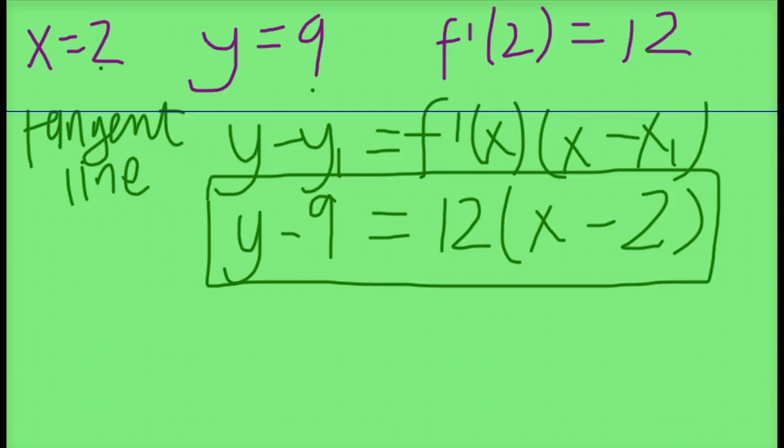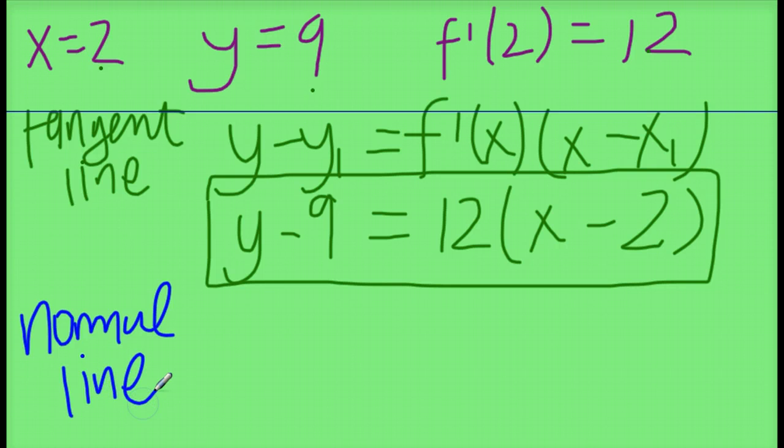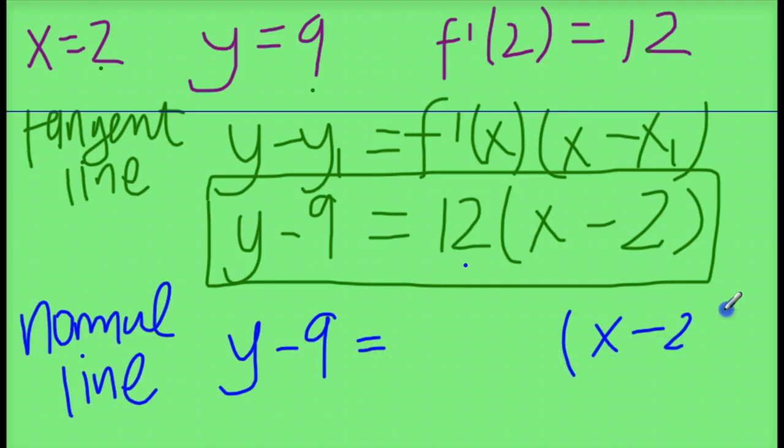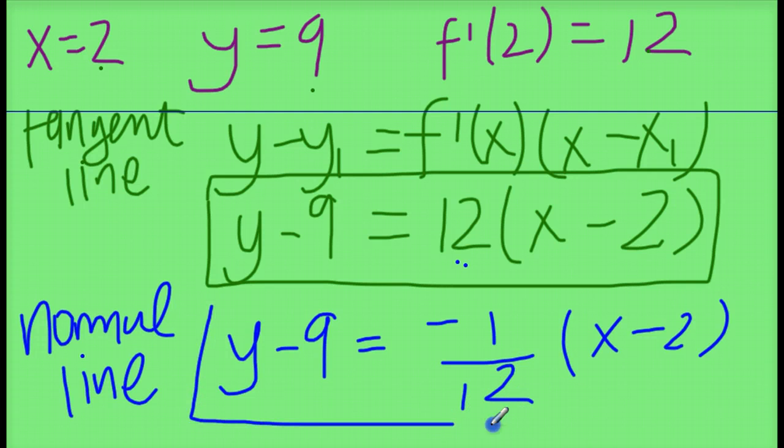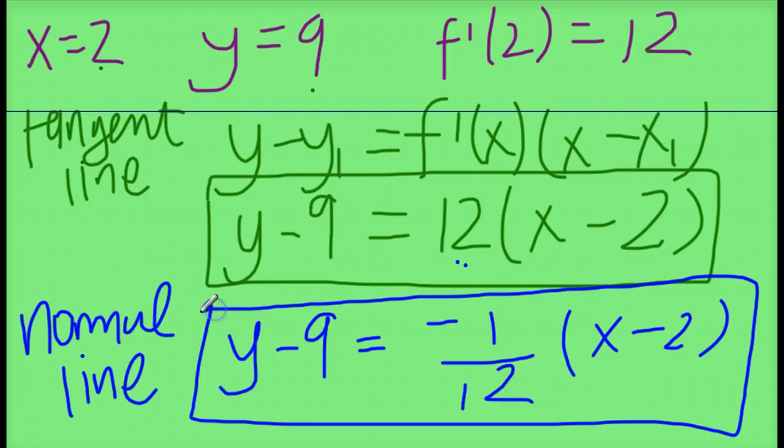Now I gotta find the equation of the normal line. So like we said, the normal line is the same thing, except I need to change my slope. Instead of the derivative, it's going to be the negative reciprocal. So I have the same equation, y minus 9 on this side, and I know I have the same x minus 2 on this side. But I need to take this number 12, make it negative, and take its reciprocal. So we do negative, and the reciprocal of 12 is 1 over 12. And so now you have the equation for the normal line to the graph.